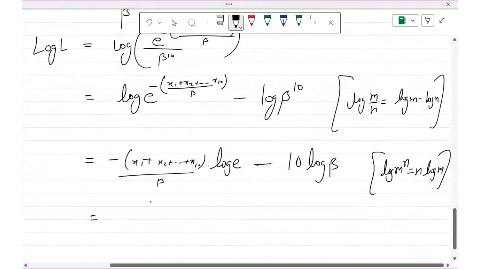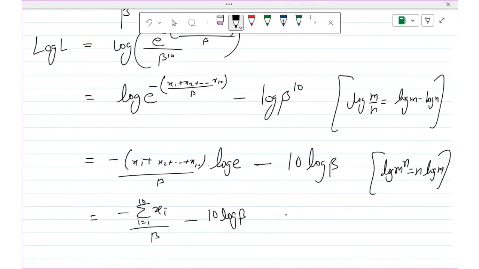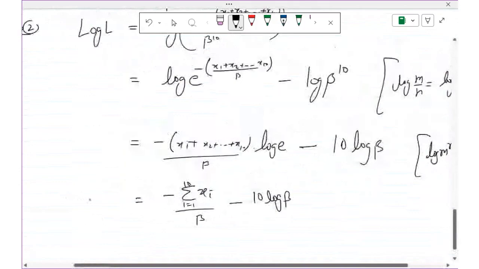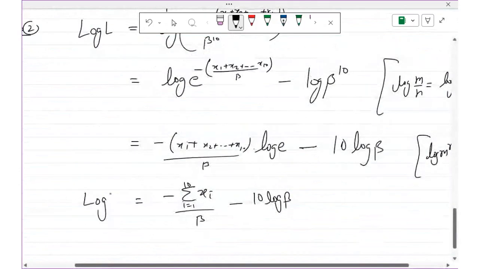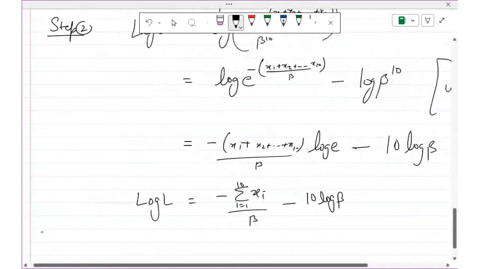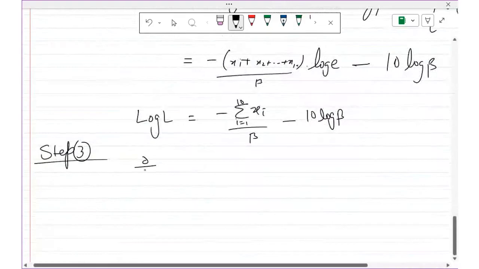So this is minus sum of xi, i varying from 1 to 10, divided by beta, minus 10 log beta. Okay, so now log L we have simplified. Step 3: we will take the derivative with respect to the parameter. The parameter is beta here, of log L, and we will keep this derivative equal to 0.